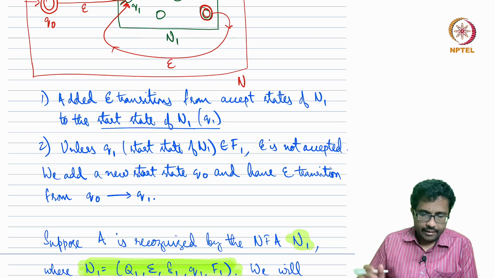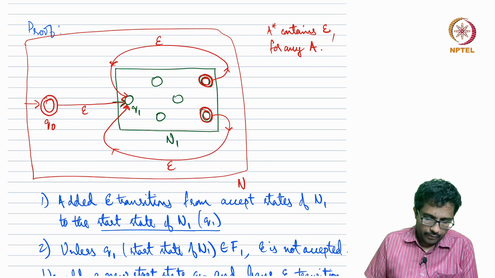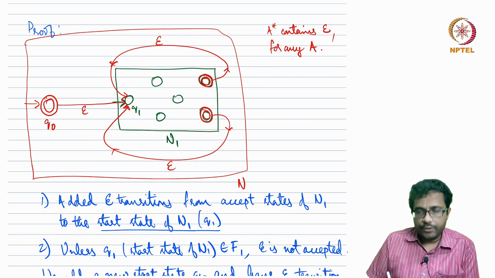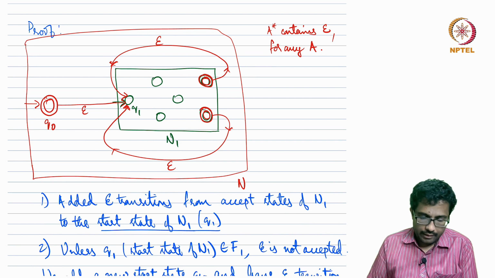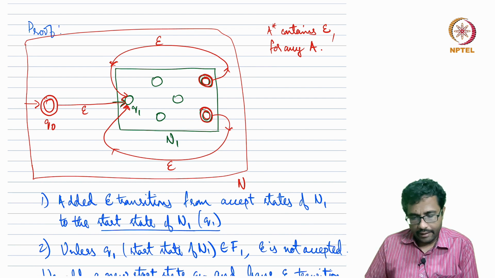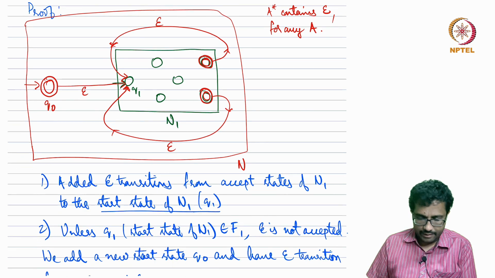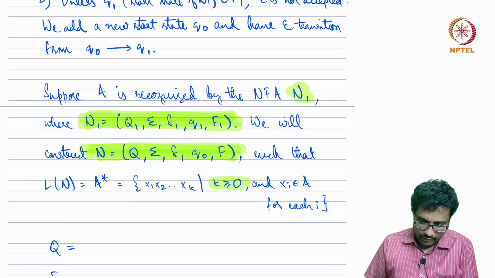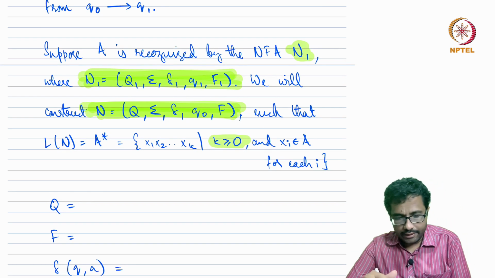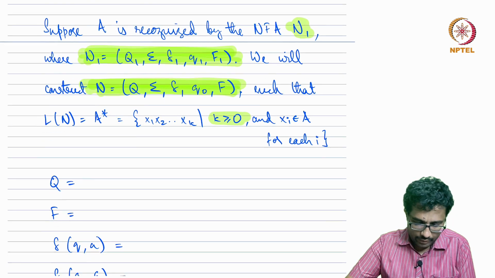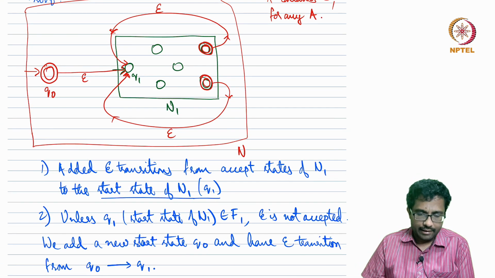So that is the extent of the construction, right? You added these epsilon loops from the accept states to the start state, and then you add a new start state and have an epsilon transition from the new start state to the old existing start state. Since we didn't write down the details of the earlier one, we'll write down the details. But before that, I hope the idea is clear.